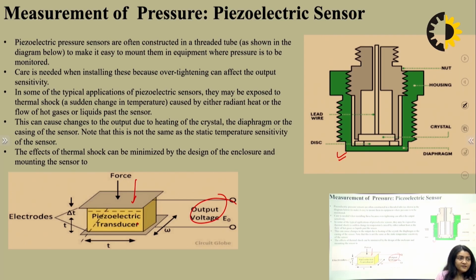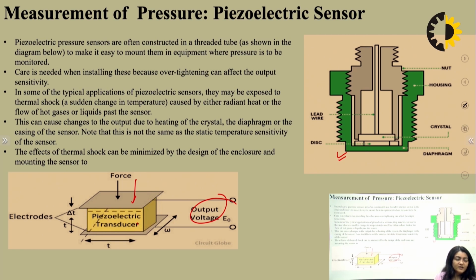So, piezoelectric pressure sensors are often constructed in a threaded tube as shown in the diagram, to make it easy to mount them in equipment where the pressure has to be monitored. Care is needed when installing these because over-tightening can affect the output sensitivity.